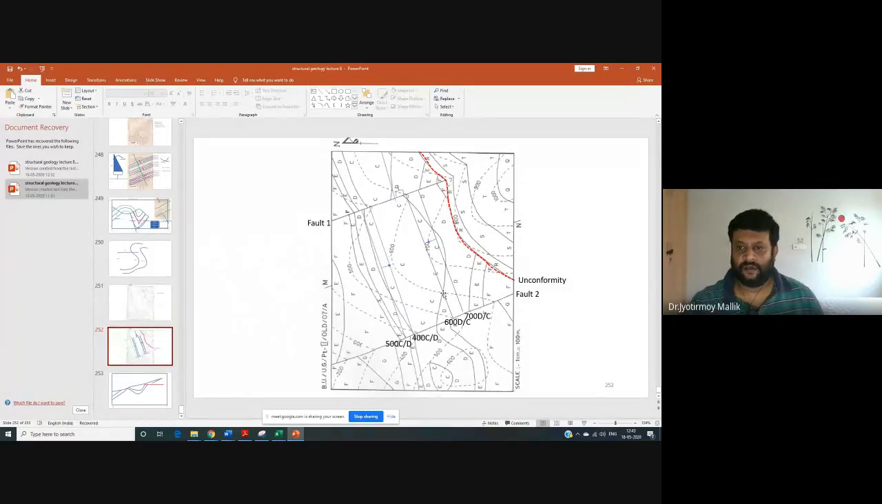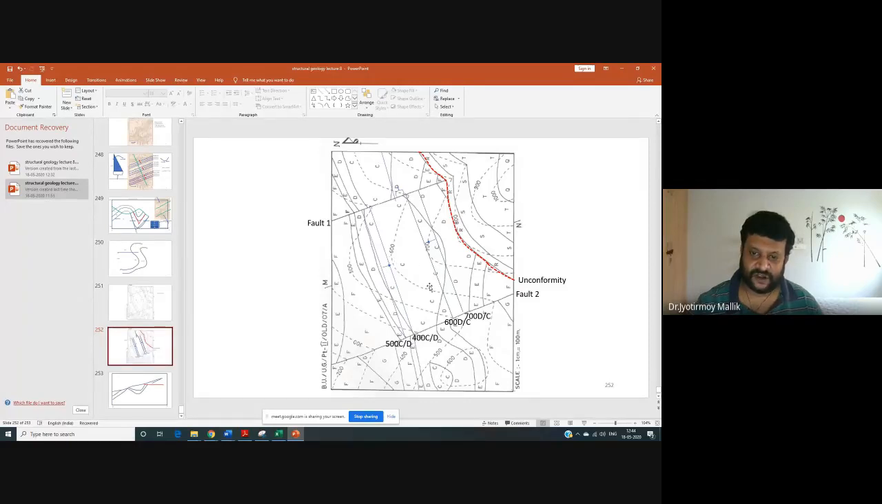I have marked with this dotted red line the presence of that unconformity. And then I have tried to draw the strike lines. So this is the 500 CD strike line. This is the 400 CD strike line. So the dip direction is towards this side, right? Towards N. And then this is the 600 DC strike line, and this is the 700 DC strike line. So the dip direction is towards M.